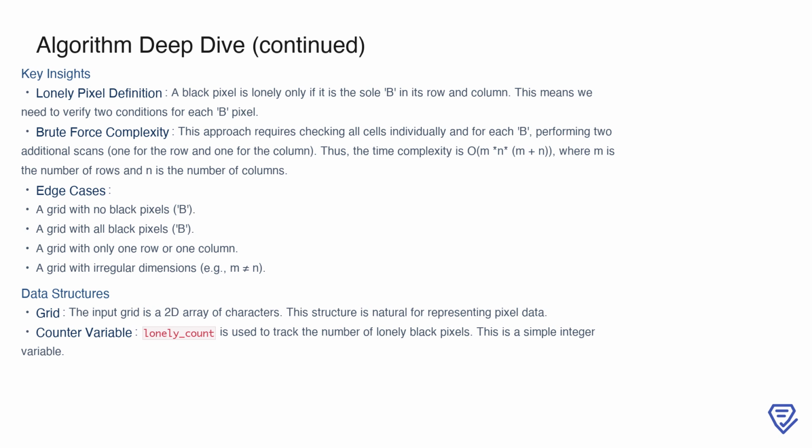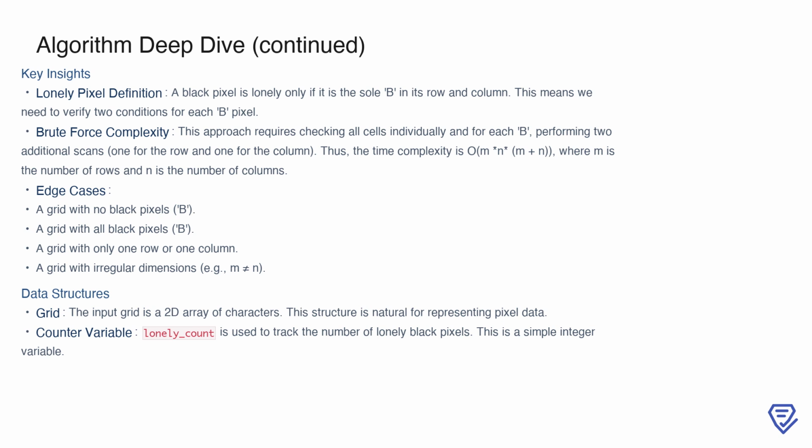While straightforward, this results in a time complexity of O(m*n*(m+n)), because for each cell in the grid, we may need to check all rows and columns. There are also important edge cases to consider. For example, a grid with no black pixels should return 0, while a grid where every pixel is black would return 0 as well since no pixel would be lonely. Additionally, grids with only one row, one column, or irregular dimensions may require extra care to ensure correctness.